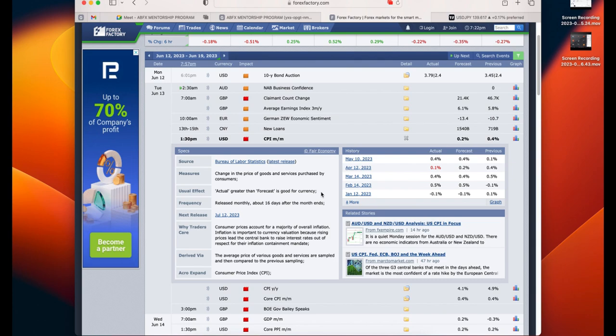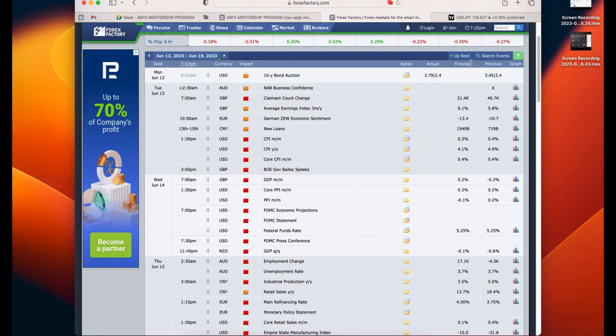it is good for the currency, because in terms of traders or forex traders, if inflation is high, what they know is that they're going to increase interest rate. That is what is in their mind. That's what is in everybody's mind. If inflation is high, they're going to increase interest rate. That's why they said actual greater than forecast, because before the data is released, they will have a forecast.